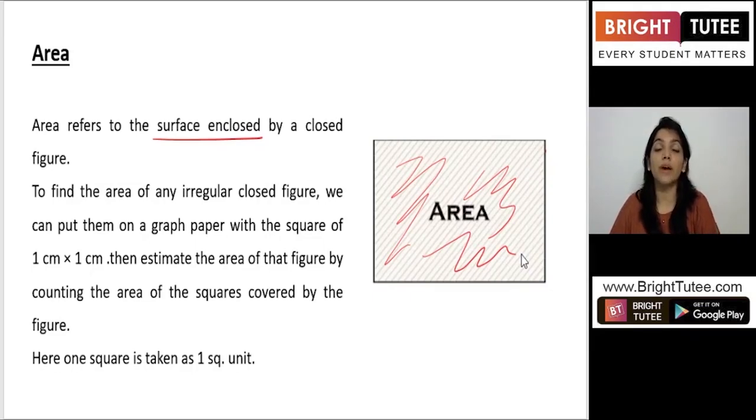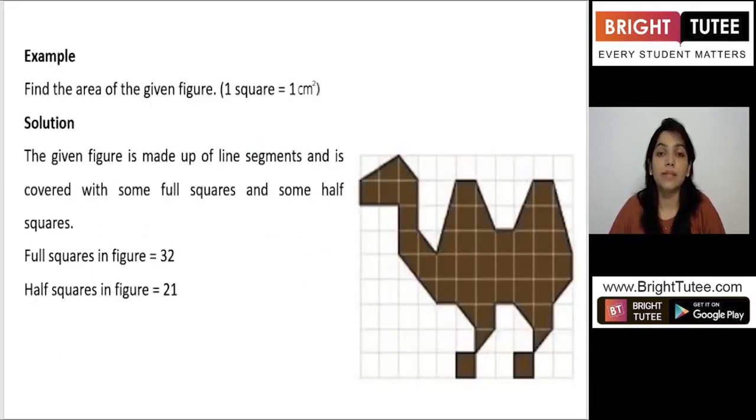To find the area of any irregular closed figure, we can put it on a graph paper with squares of 1 centimeter by 1 centimeter, and then we can estimate the area of the figure by simply counting the squares covered by it. Let us see one example here. A figure is given and kept on a graph paper, where you see these little squares.